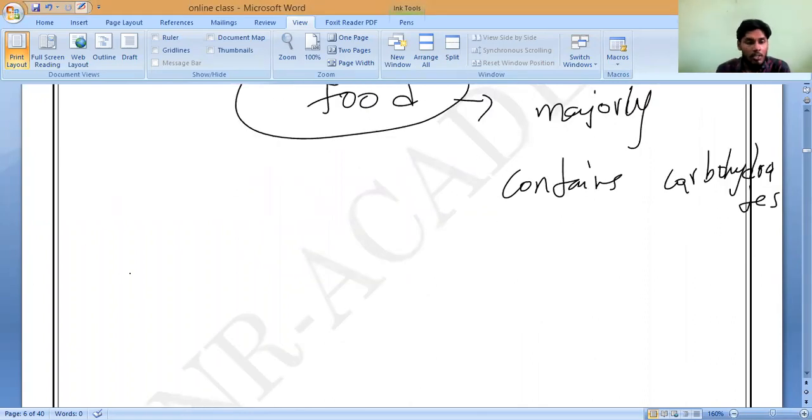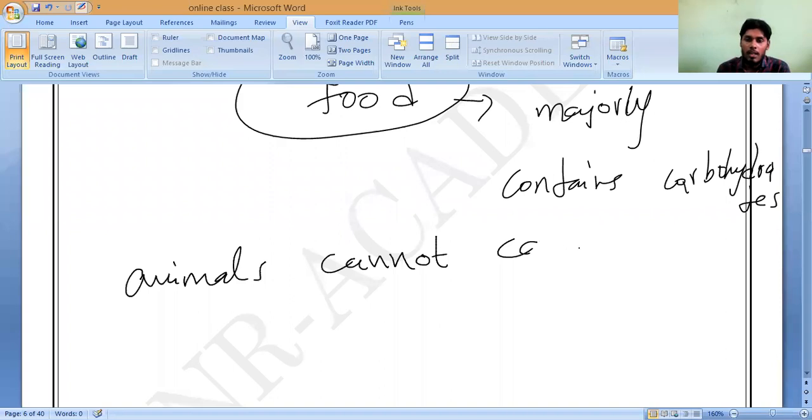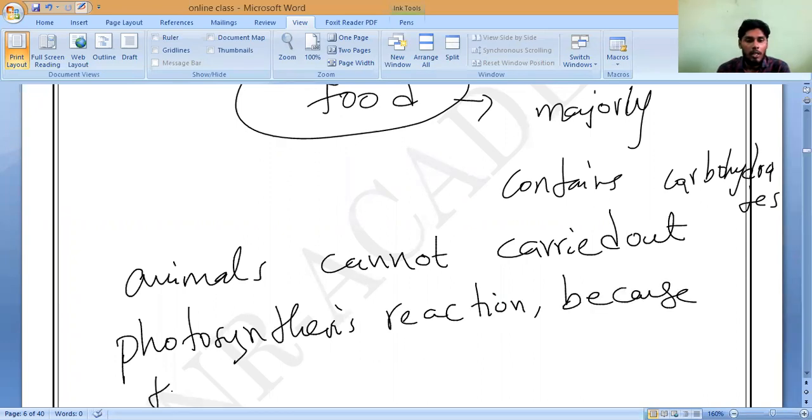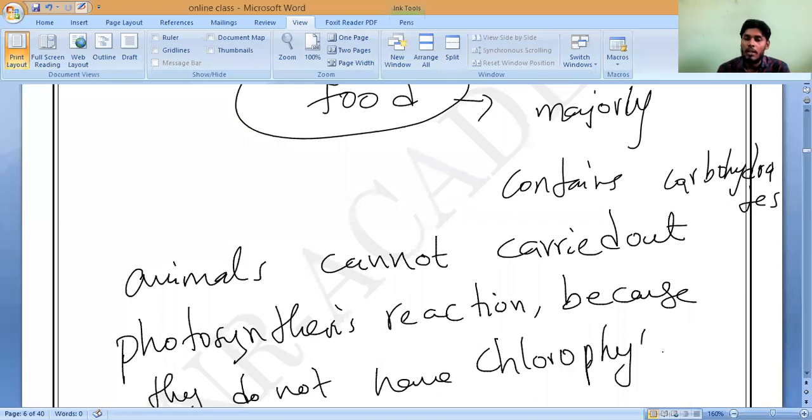So animals cannot carry out the photosynthesis reaction. Understanding? Yes, sir. Why, Ra? Because they do not have what? They do not have chlorophyll. So that is why they cannot carry out the photosynthesis reaction.